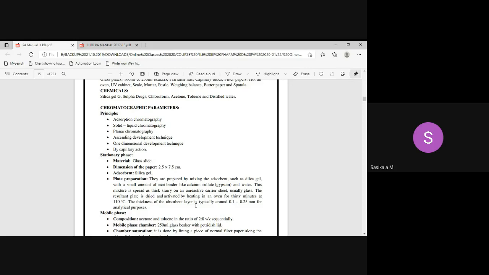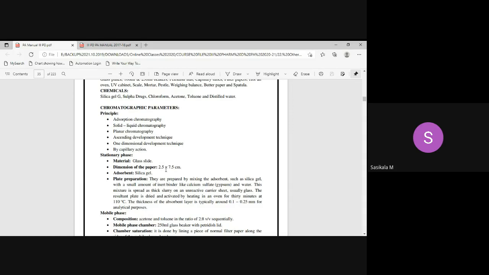The layer thickness will be around 0.1 to 0.25 millimeter. In millimeters itself, it is a fraction, 0.1 to 0.25 millimeter for analytical purposes. That is the ideal thickness of the thin layer plate. So this is about the stationary phase preparation.